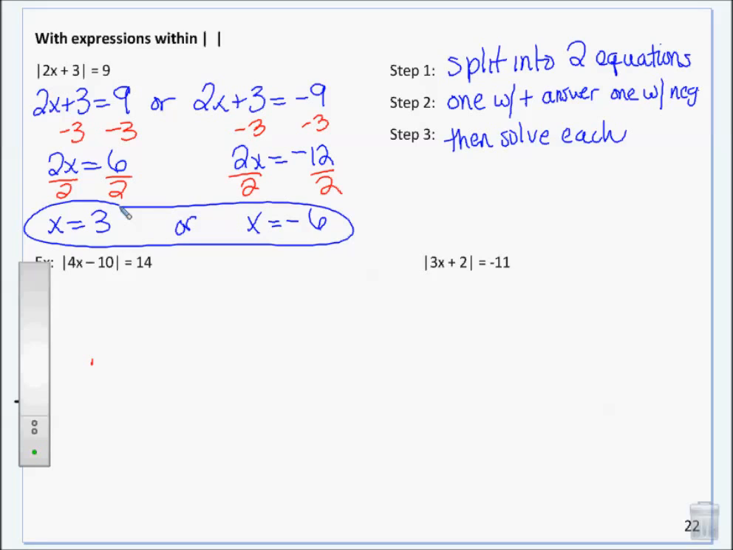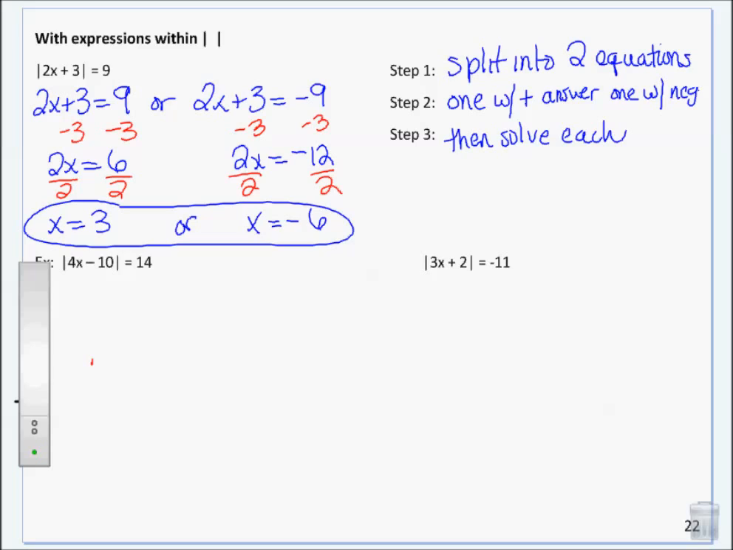With absolute value, 95% of the time, you will always have 2 answers. I will show you the examples of when you won't in a second. But 95% of the time you have 2 answers, always. So we can do it this way, where they're split into 2 separate, completely individual equations. Or if you don't like to write a whole lot, we can combine it.